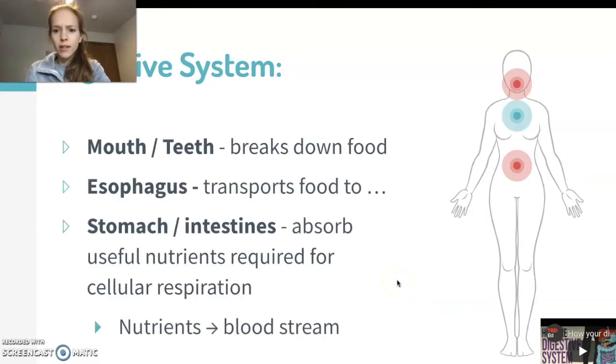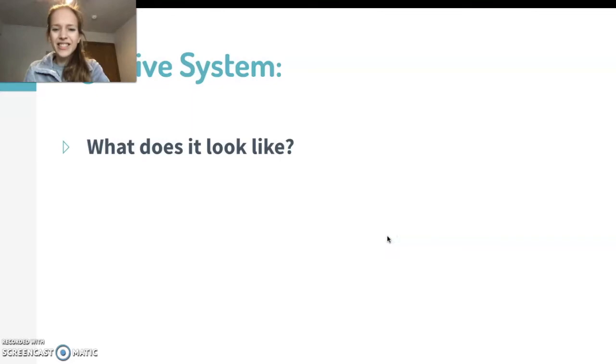These are some of the parts. It consists of mouth and teeth to break down the food or to start that process. The esophagus to transport our food down to the stomach and intestines where our food is absorbed. Now, where are these nutrients absorbed? They actually go into your blood. And the blood is going to carry them to places that need to make that energy by doing cellular respiration. So here's some parts. And what does this actually look like?